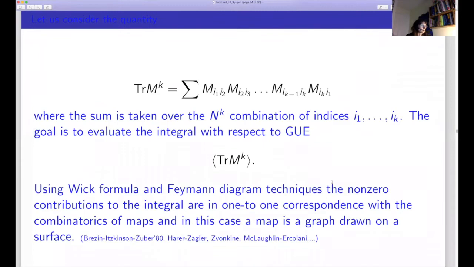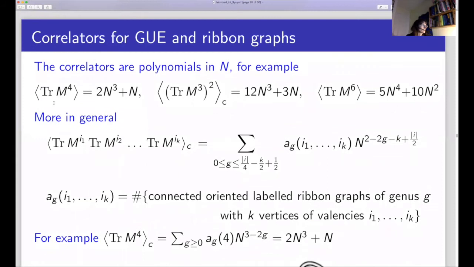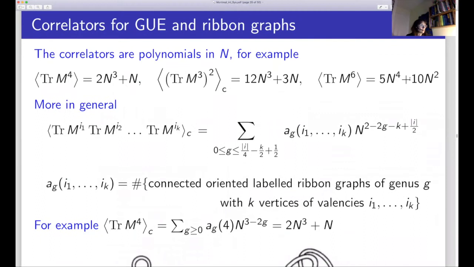And so their result, let me show some calculations. So we have trace M to the 4 is equal to this. So we have this calculation, it's easy to get. So this I took from the paper of Dubrovin and Yang. So you have several correlators here, and in general, what is the result? So you take this trace and you have several indices, i1 to ik. And this can be rewritten as a sum of this number here, which counts the maps, times a coefficient, which is N to the power 2 minus 2g minus k plus I over 2, where I is the cardinality of this set, and g runs from 0 to this number here.